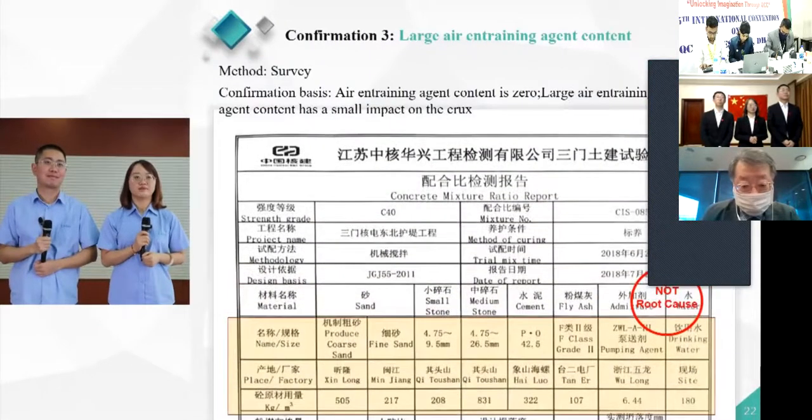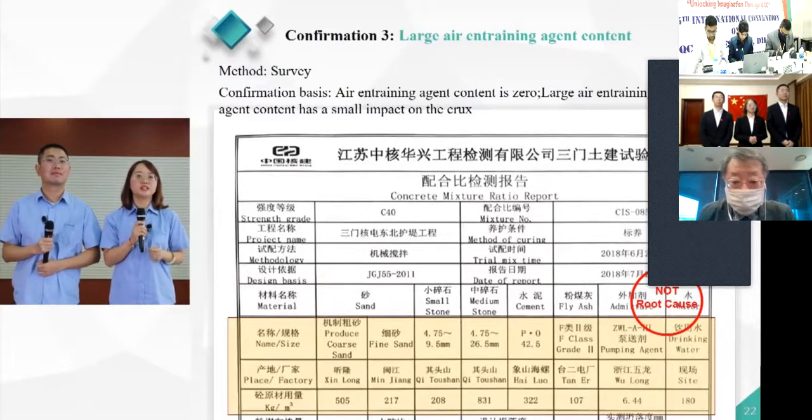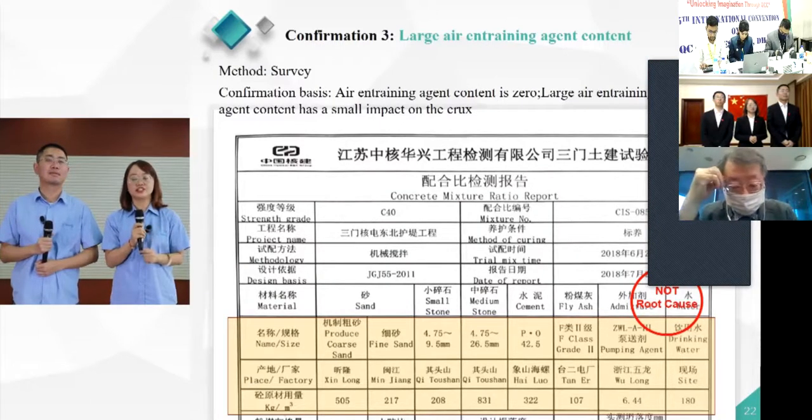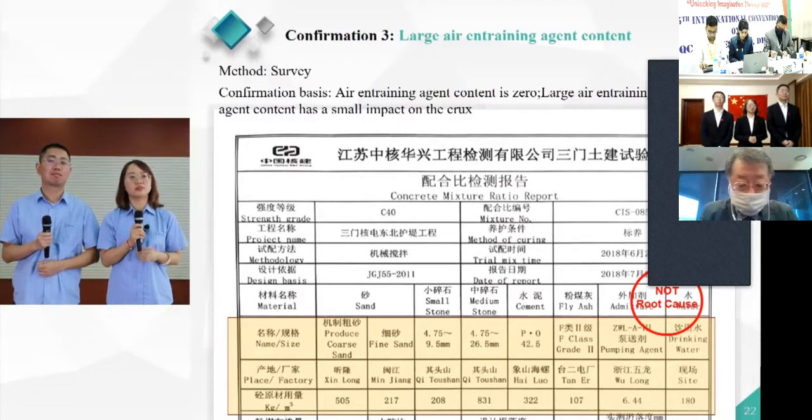Terminal factor 3, excessive air entraining agent. We checked the concrete mix ratio for air entraining agent in coupled blocks. The concrete composition proportion report shows there is no air entraining agent added in the concrete. So bubbles cannot be caused by air entraining agent, and this is not the root cause.